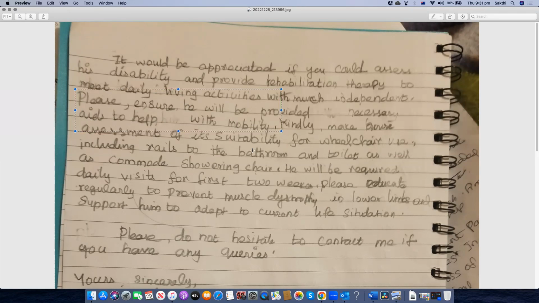All right, instead of saying "please ensure he will be provided the necessary aids to help with his mobility", you can request them in this manner. For example, "could you please provide necessary aids to help his mobility?" That's fine. Or instead of saying "ensure" in the beginning itself, you can say "necessary aids required to be provided to help with the mobility." That's another sentence.